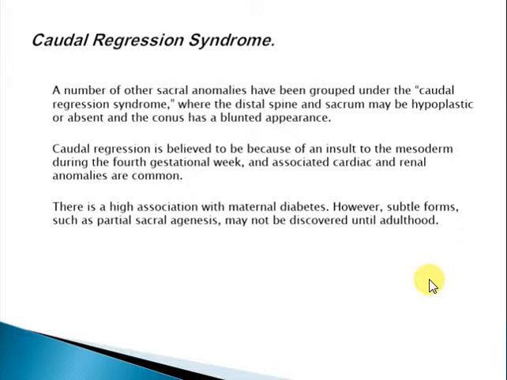Caudal regression is believed to be due to an insult to the mesoderm during the fourth gestational week. It's associated with cardiac and renal anomalies, and there is a high association with maternal diabetes. But subtle forms, such as partial sacral agenesis, may not be discovered until adulthood.